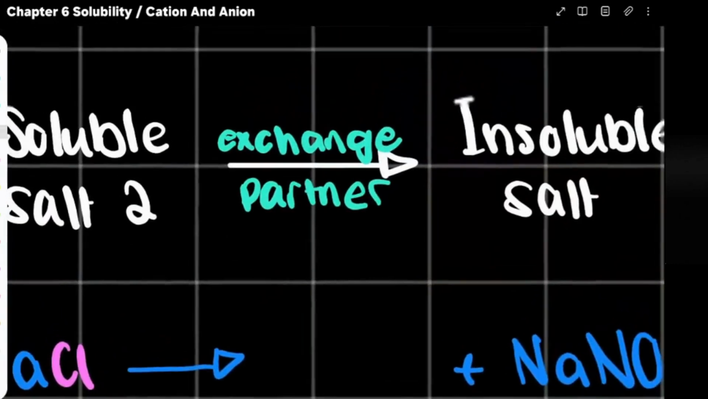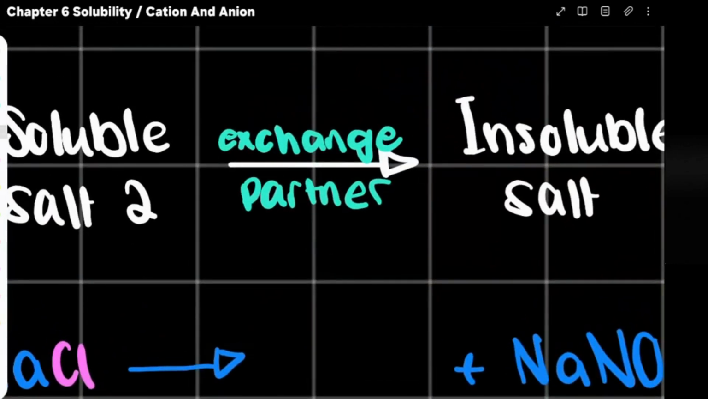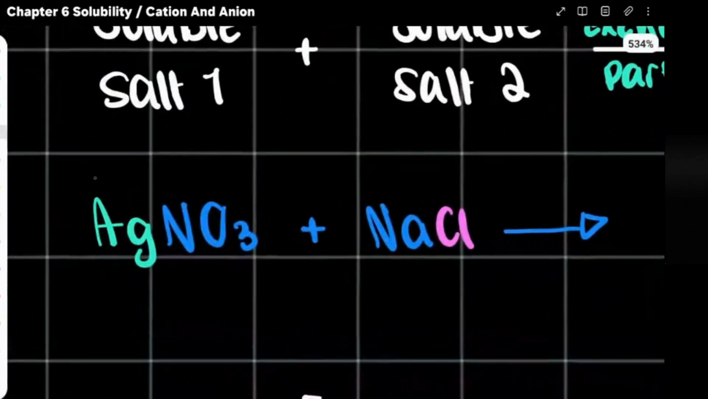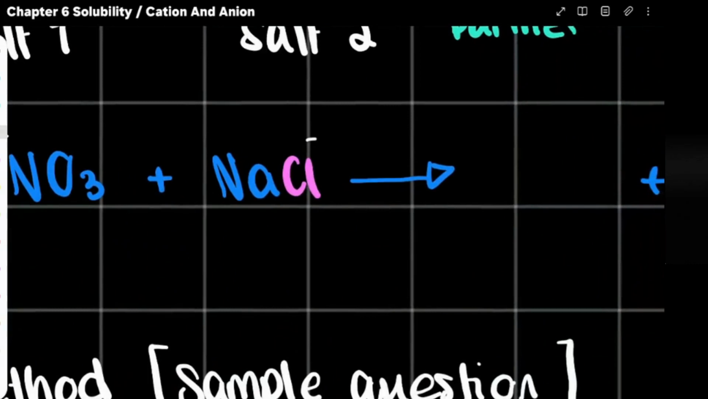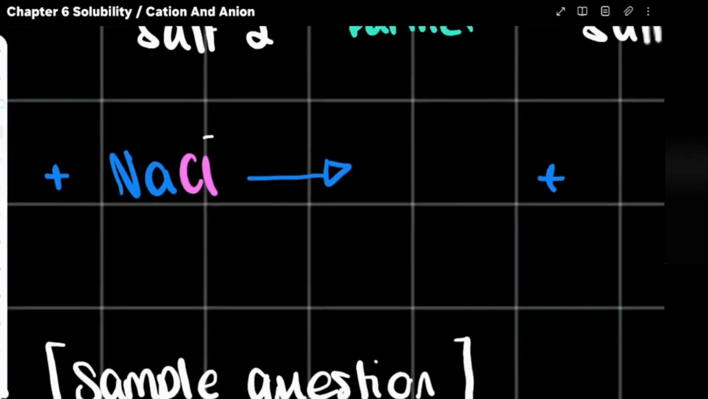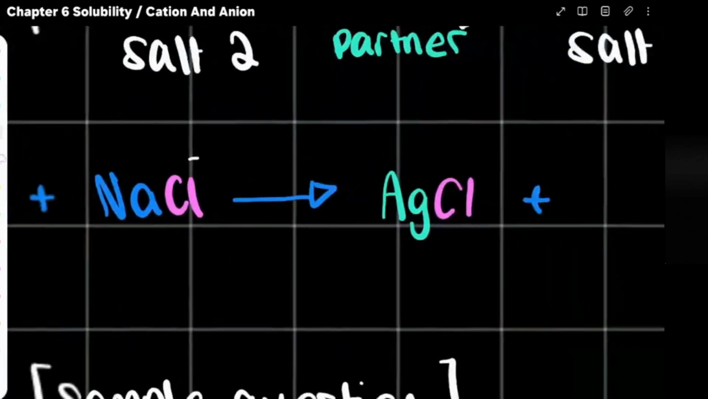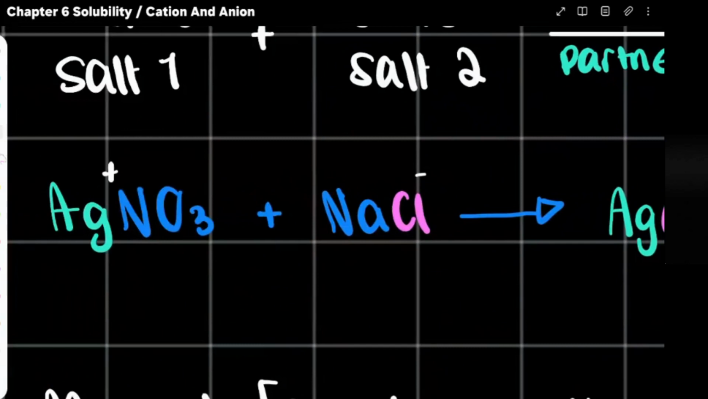Now we have to know how to exchange the partner. Basically, you take the positive here and the negative here, and you form a different salt from that. What do I mean? Just take the silver and chloride and combine both of them. AgCl. So far, do you understand? It's very simple. You just exchange the partner.